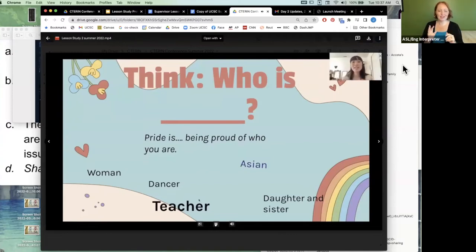And so it got them into the space of thinking: what are some things about yourself, about your identity, that you're super, super proud of? The worksheets are passed out, and then they all take a moment to think about some things that they're proud of.